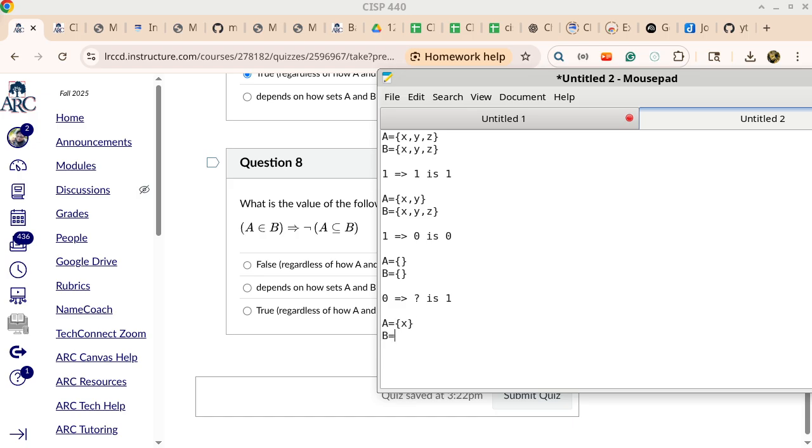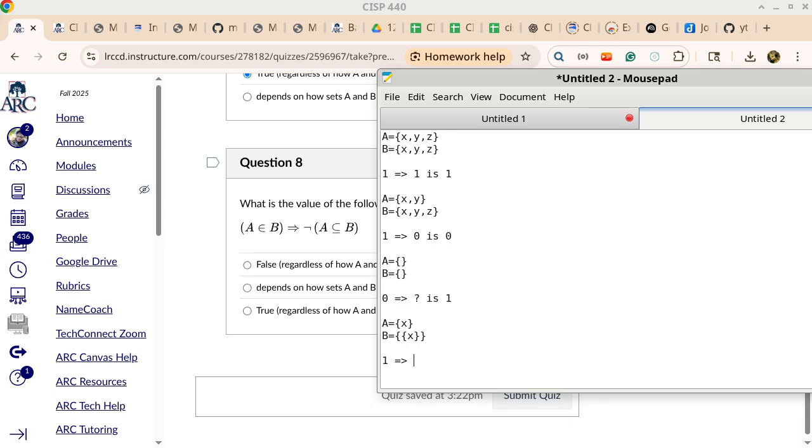I can make B a set that consists of a set with only X in it. Is that okay? So in this case, the left-hand side is going to be true because set A is actually an element of set B. So the left-hand side is true. Now I have to evaluate the right-hand side. Ooh, okay, so this is still going to be true because A is a subset of B is false. So this operator returns a false, but not false is true.